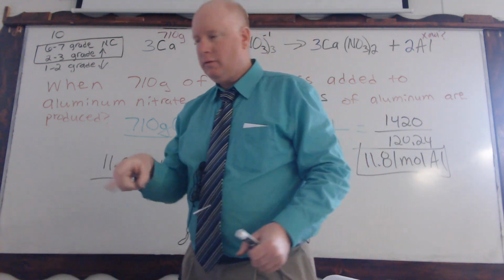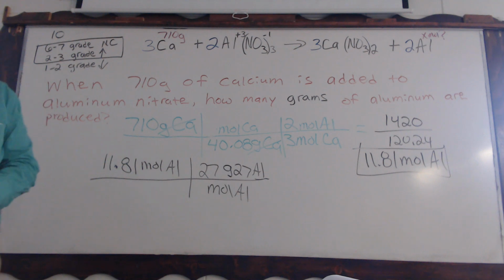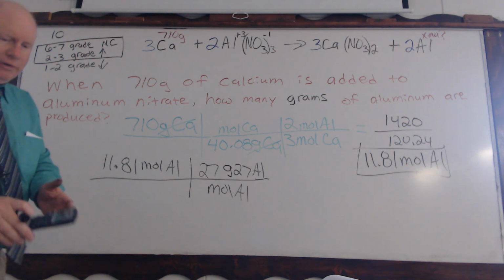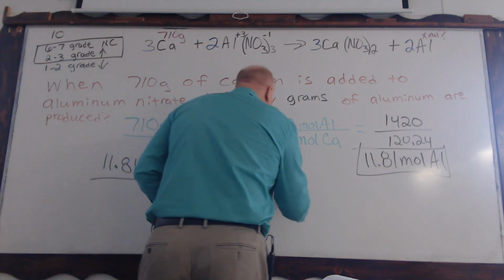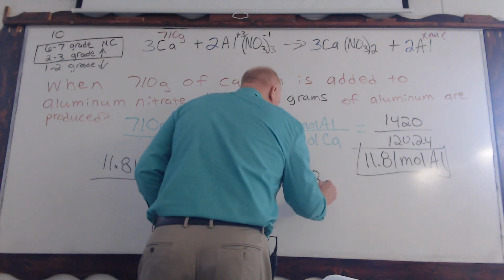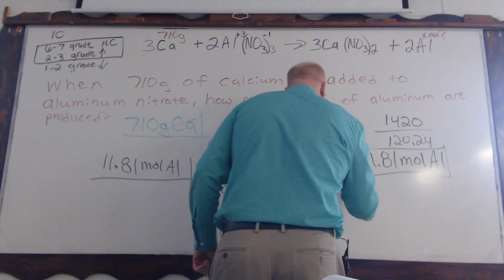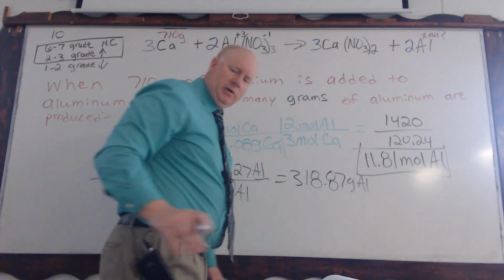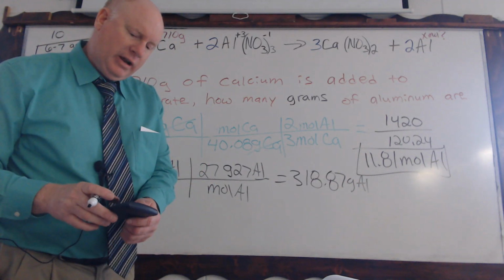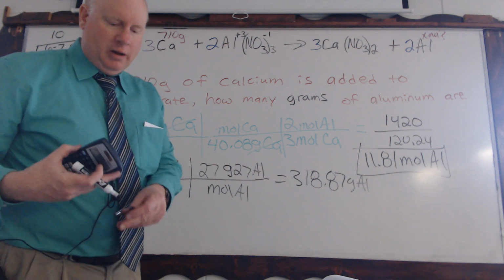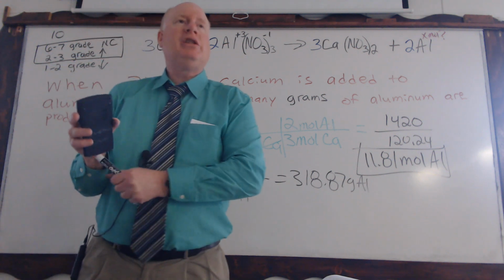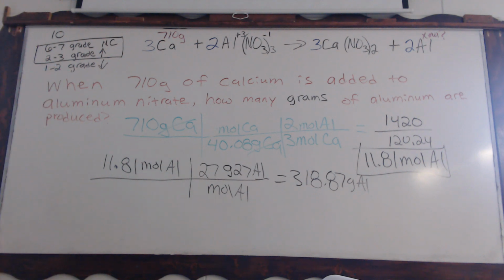And once we do this, if we take 11.81 times 27, that would be 318.87 grams. 318 point, what did I say, 27? 87, I think. 318.87. One way, how can we check to make sure that this has to be right?